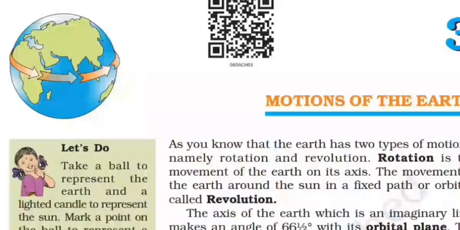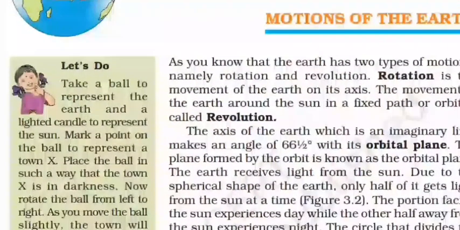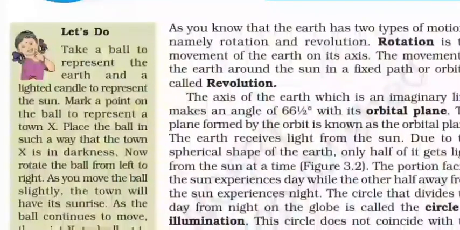Today we are starting the third chapter of geography from the NCERT book, which is named Motions of the Earth. In this chapter we are going to learn the various types of motions of the earth and what they cause in various situations on the earth. As we read, we will try to understand.